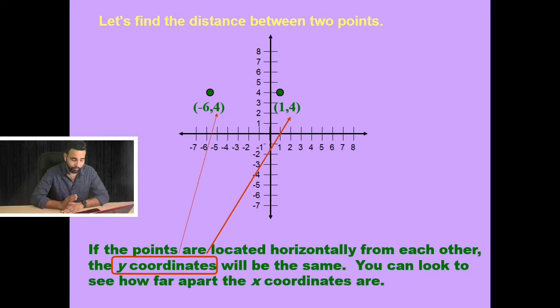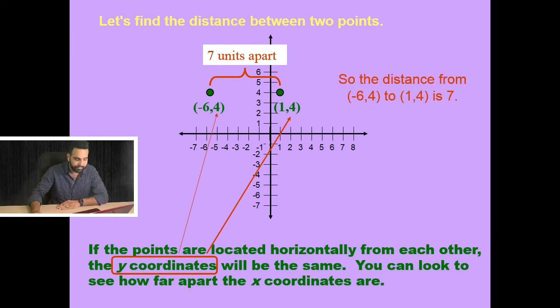So you can look to see how far apart the x-coordinates are. Let's count from -6 to 1, okay? The x-coordinates here are -6 and 1. Let's count from -6 to 1. It will be 1, 2, 3, 4, 5, 6, 7. So the distance here will be 7 units apart, okay?